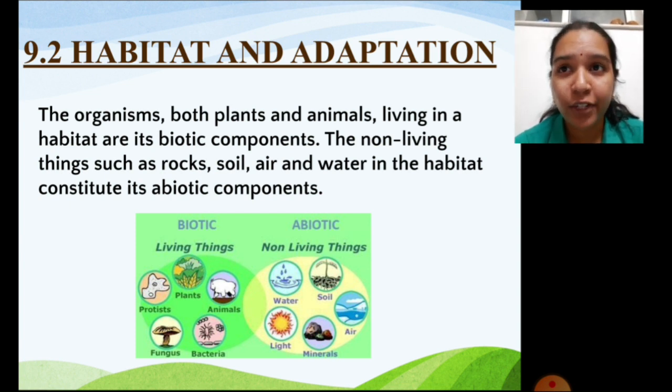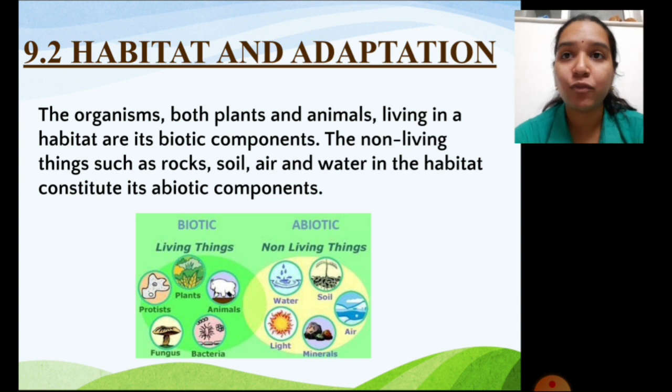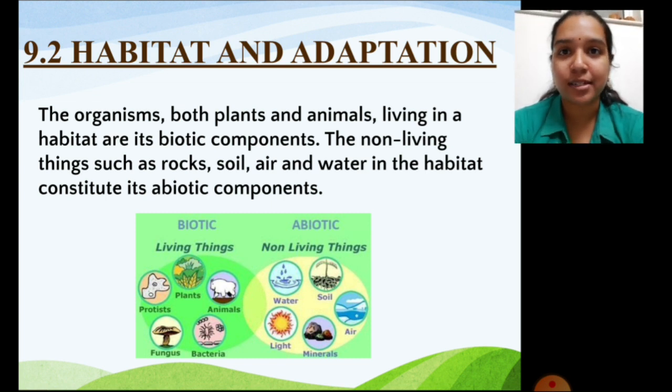Like we already know, both plants and animals living in a habitat are biotic components of a habitat. And non-living things such as rocks, soil, air and water are the abiotic components of a habitat. Both biotic and abiotic components together form the ecosystem. So this is the balance of nature.